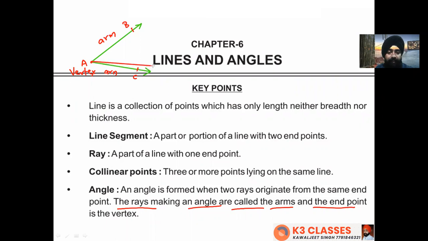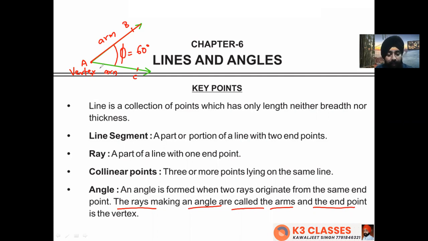When another ray is moved in such a manner that it reaches point B from point A, we can say that ray AB is making an angle from here to here. This angle is represented by phi and has a measurement in terms of degrees. Let's suppose this angle is 60 degrees. When two rays originating from the same vertex make an angle between them, that angle has a measurement in terms of degrees.